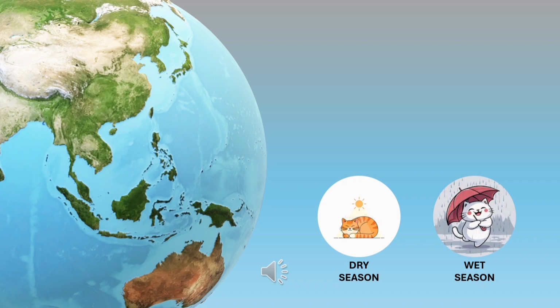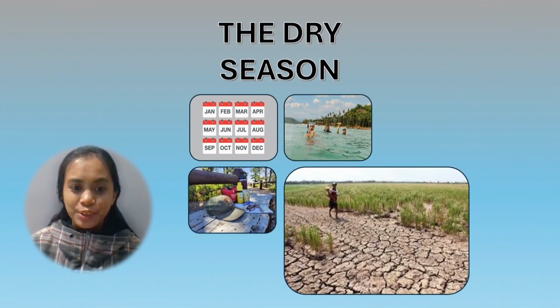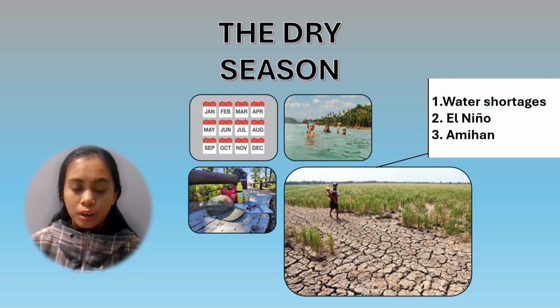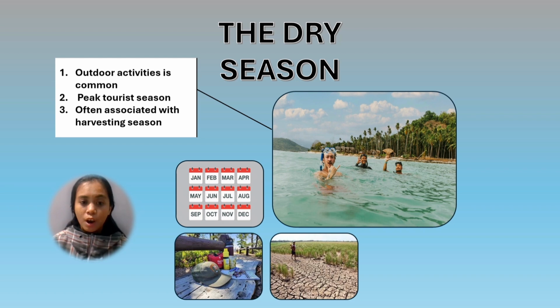Let us start with the dry season. This is where usually we have water shortages, and we call this El Nino. And this is because of the amihan. So how does this affect our daily life? We usually have outdoor activities during this season, and it is also the peak tourist season, and it is often associated with harvest seasons by the farmers.